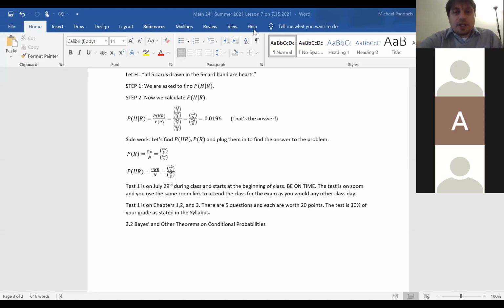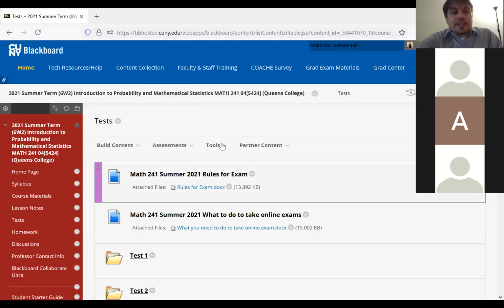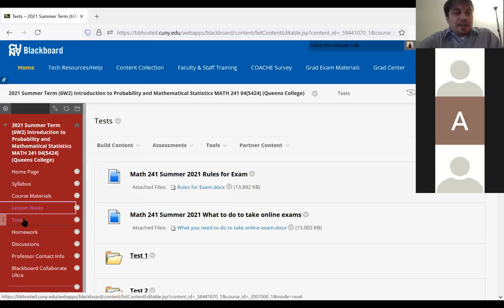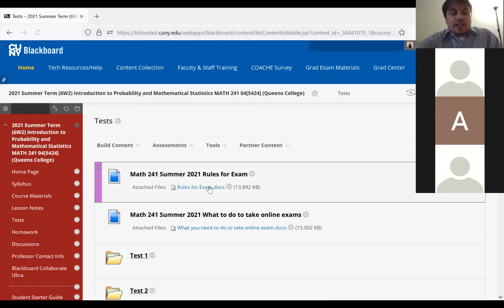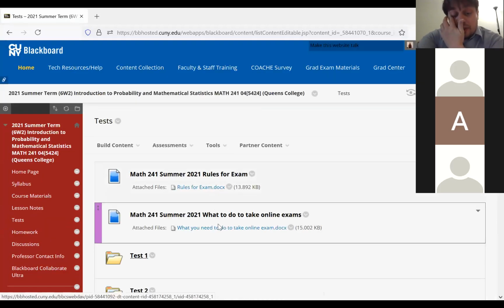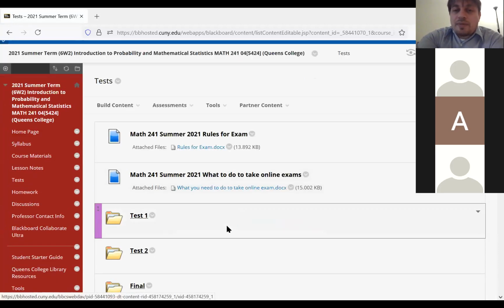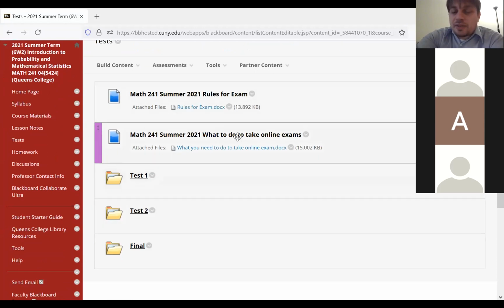If you go to tests, right? If you click the test link here, it brings you here. And then when you go here, there's 2 files here, right? And so you read them. So this says a lot of things I just said, right? In very specific detail. So these are 2 documents. So if you have a question about the exam, please read these 2 first.